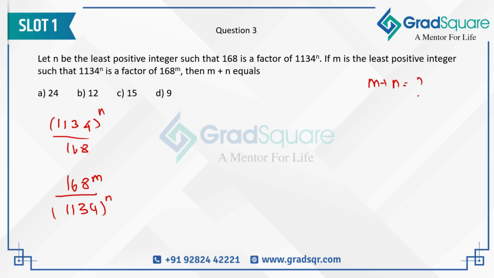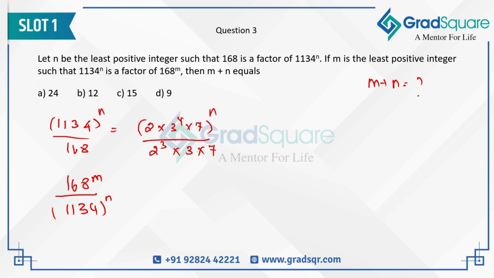So I am going to prime factorize the given numbers. This can be written as (2 into 3^4 into 7) the whole power n, divided by 2^3 into 3 into 7. For the numerator to be exactly divisible by the denominator, the minimum power of 3 should be 3. Yes, it is satisfied because we have a power of 4 for 3, and similarly it should have at least a 7. So the numerator also has a 7.